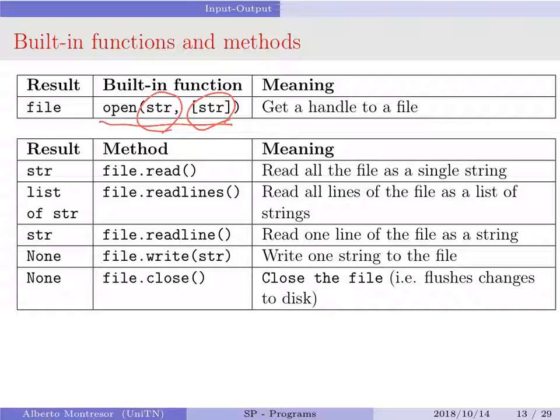Once you have the handle, which is a file object, you can do file.read, to read the entire file, file.readlines, to read the single lines as a list of strings, or readline, to read one line at a time. And you can also write, clearly. Normally you write strings. If you want to write numbers, you have to transform them into strings, and then you can close the file as you have done.